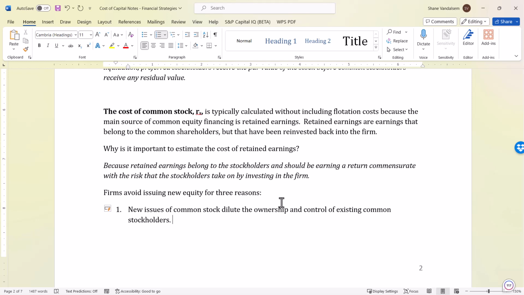And so most common stockholders don't like that, and so the company avoids upsetting those common stockholders by not issuing new shares of stock. And from time to time, companies will issue small amounts of common stock, and that's seen as okay if they're using it for the purposes of executive compensation. So let's say a new CEO gets hired and they want to provide stock to that CEO in order to get the CEO to work on behalf of the stockholders, and that's very common.